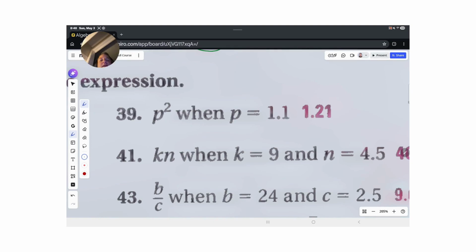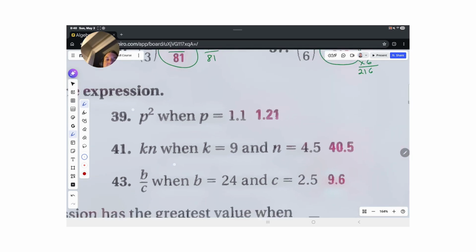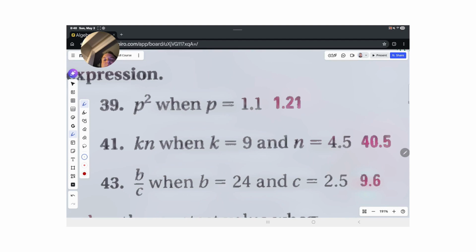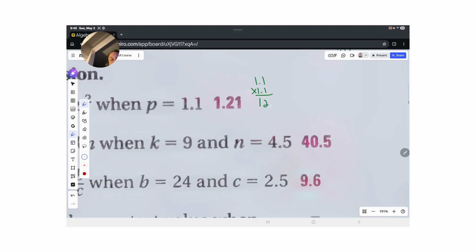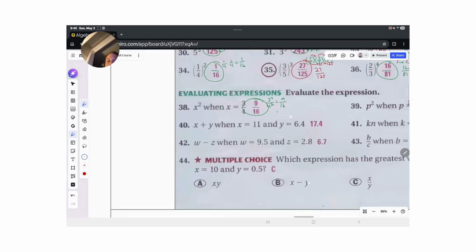P squared when p is equal to 1.1. So you may notice this is like squaring 11. 11 times 11, and then moving that decimal place over. 1.1 times 1.1 is like 11 times 11, except we want to be sure to move that decimal place over twice. 1, 2, 1, 2 to get to 1.21.